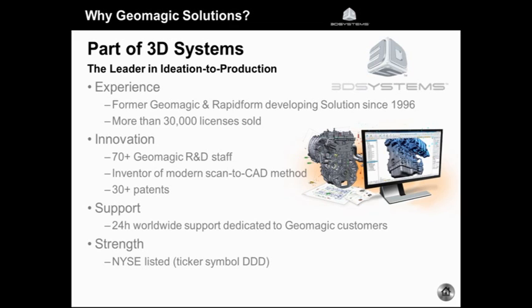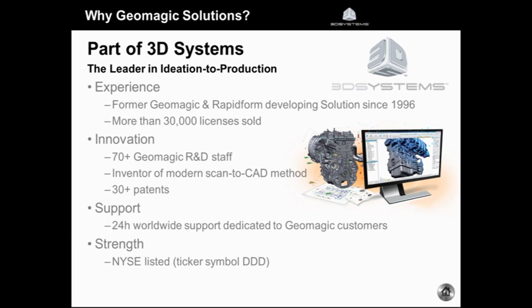What is Geomagic Solutions? Basically we were a Rapidform and Geomagic company, and as well other companies like Alibre and Sensable and so on, and they were bought by 3D Systems. So we are all part of 3D Systems, and the software division of 3D Systems is called Geomagic Solutions. 3D Systems is the leader in ideation to production, and the experience consists of former Geomagic and Rapidform developers since 1996, with more than 30,000 licenses sold.